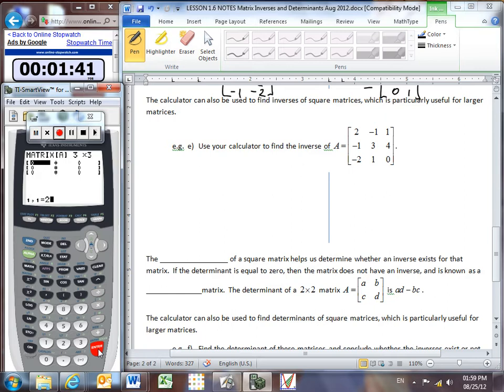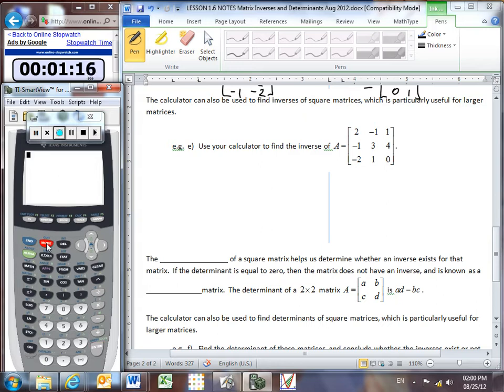I've got 2, negative 1, 1. I've got negative 1, 3, 4. And I've got negative 2, 1, 0. Make sure you press enter after the last entry so that they have all been saved. Alright, I'm going to quit, so second mode to quit.